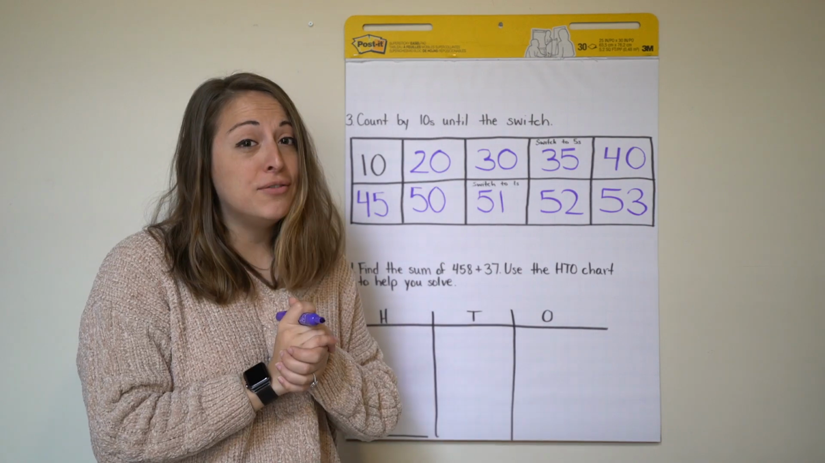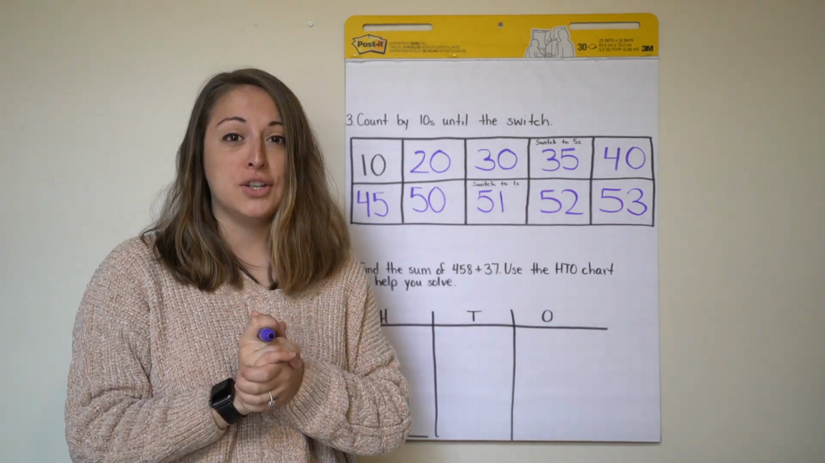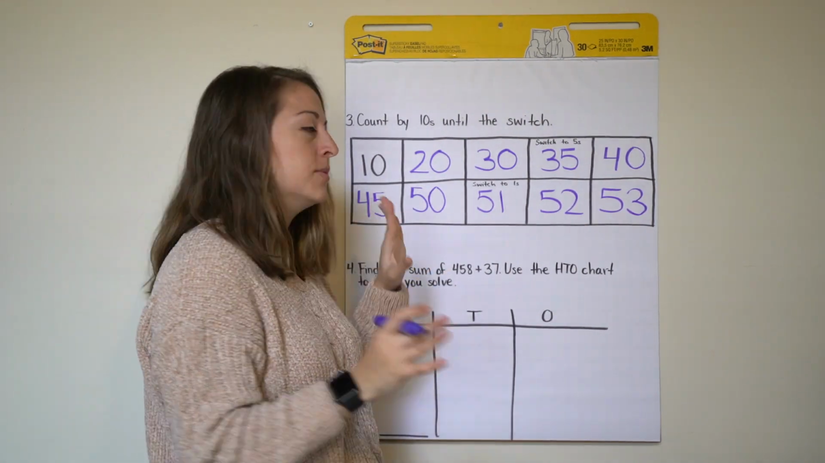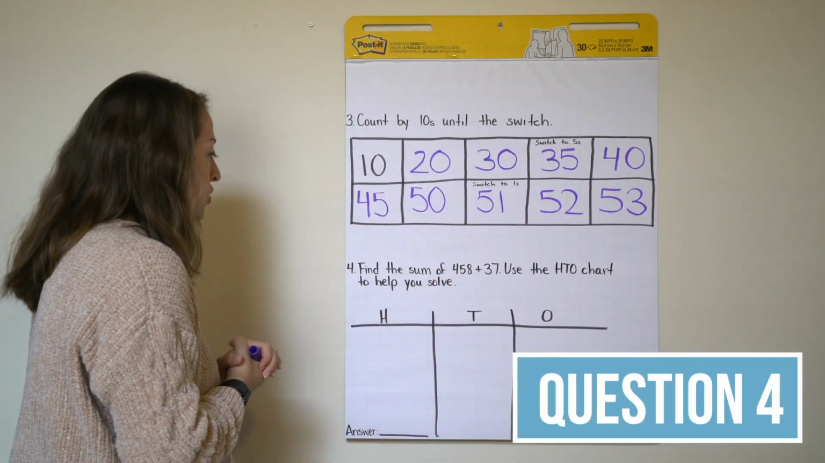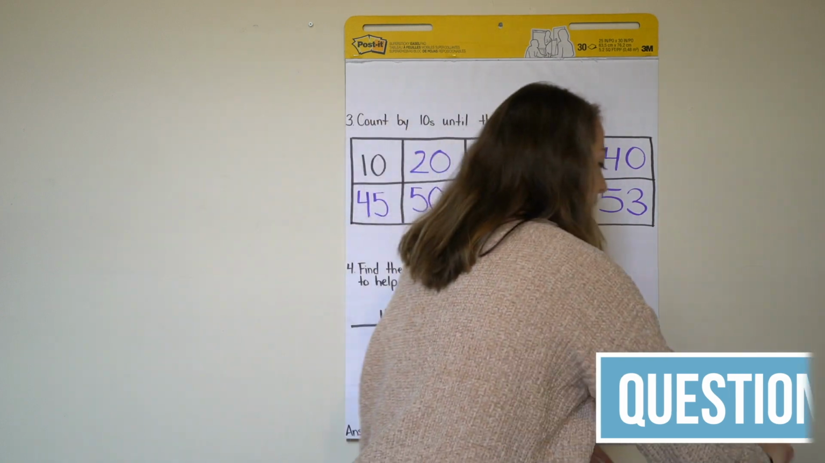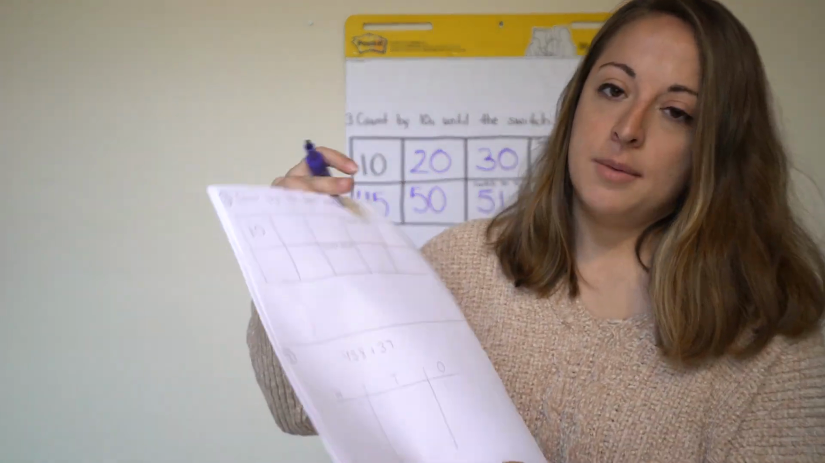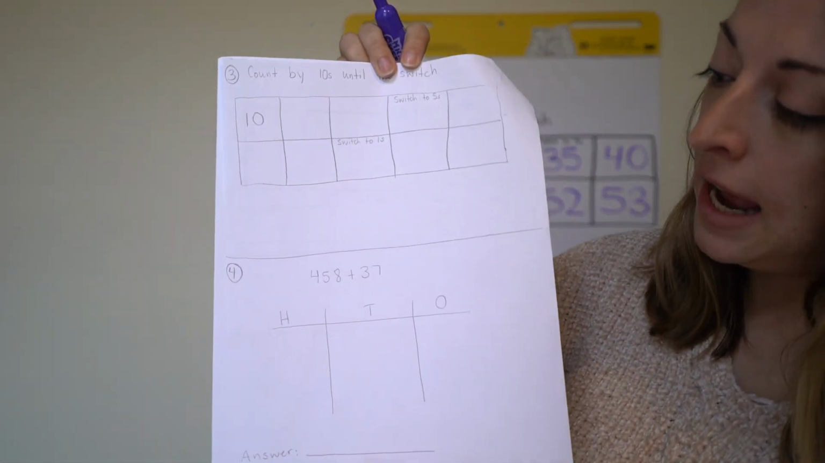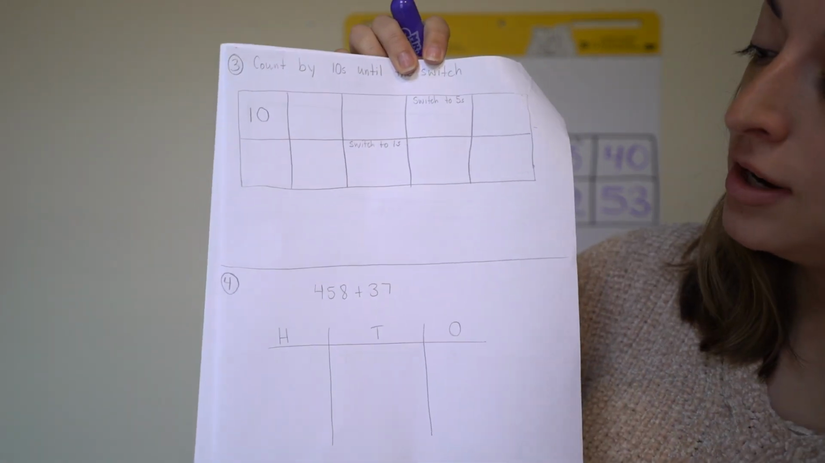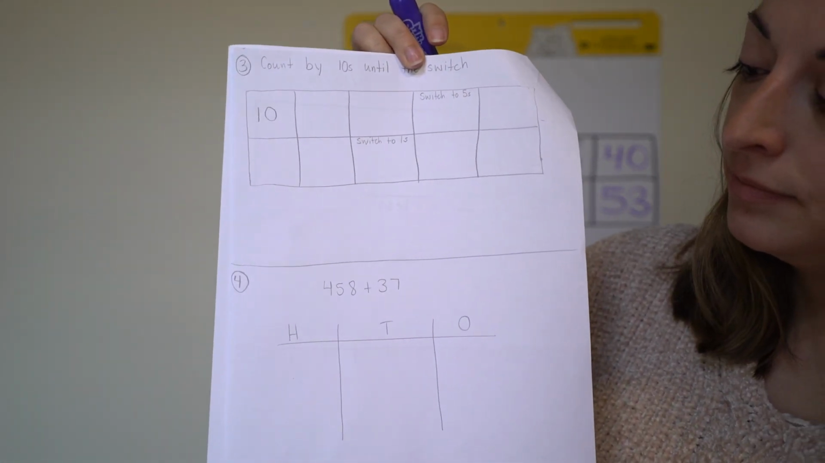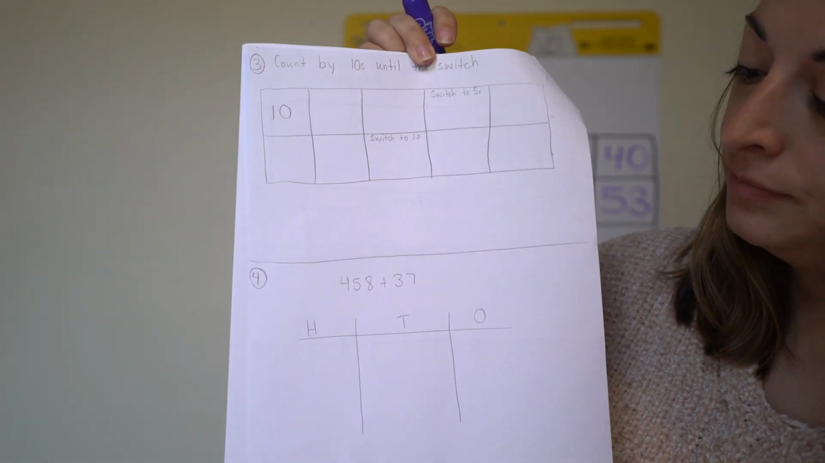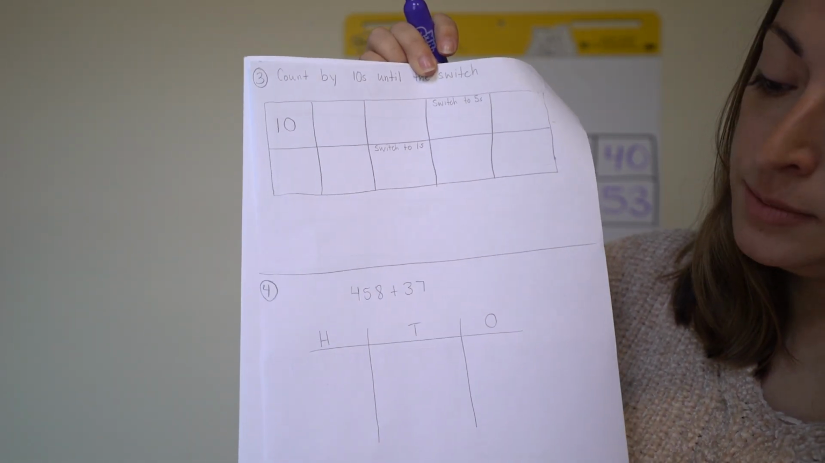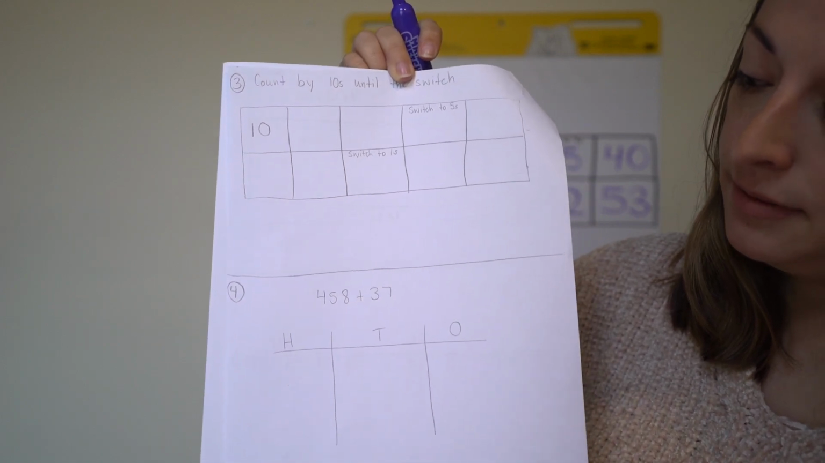If you had any confusion with that, make sure you reach out to your teacher and you circle this problem so that you can go over it with them. Okay, let's go on to number 4. At the top, you're writing 458 plus 37. Then you're drawing your HTO chart. And on the bottom, you're writing answer with a blank line.